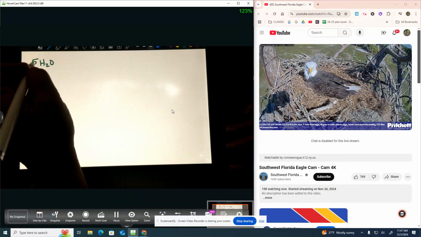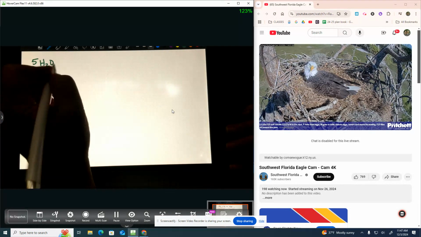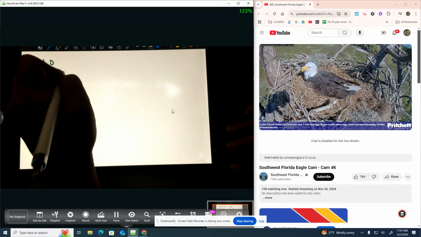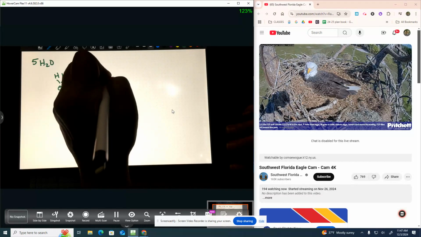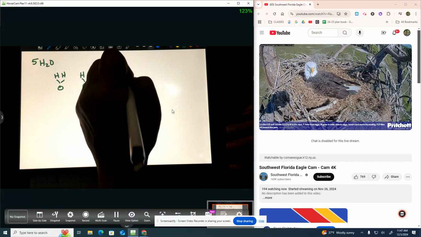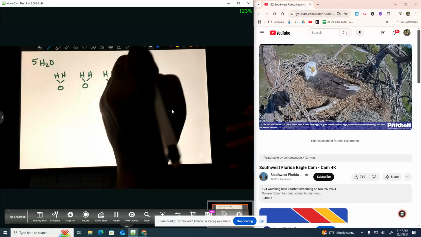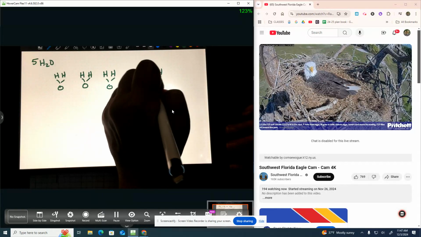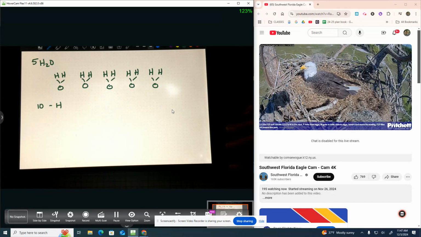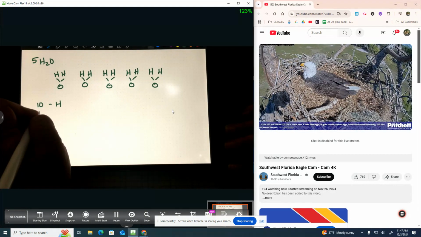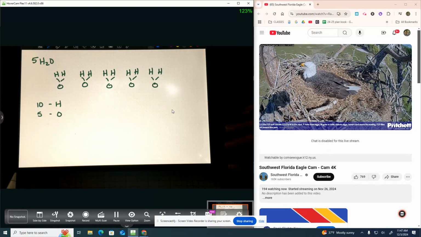Because if I have 5 groups of water, I have this. Again, I really should just draw it once. And if I separated them all out, it would be 10 H's. And how many oxygens? How many groups of oxygen would I have? 5. 5 groups of oxygen. You have to be able to count the number of atoms.